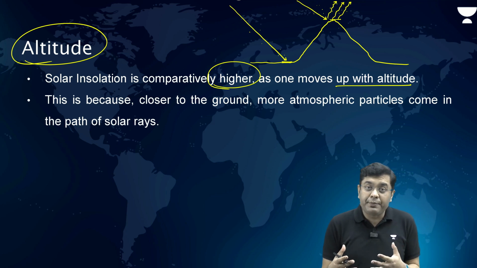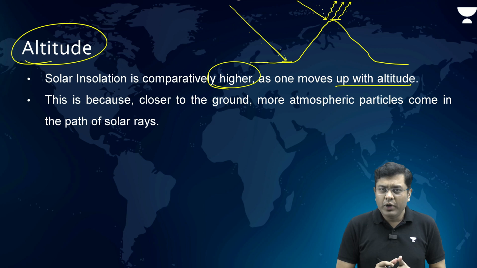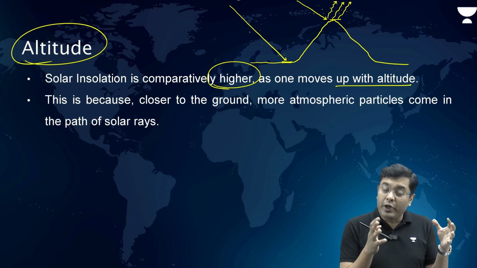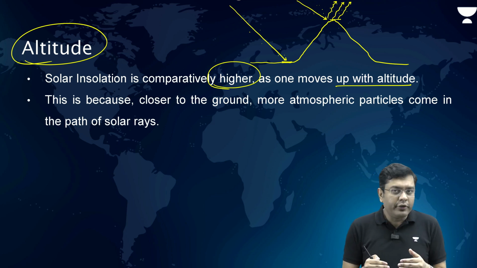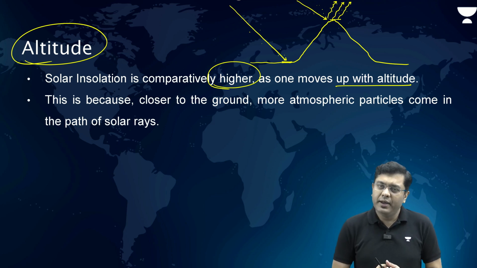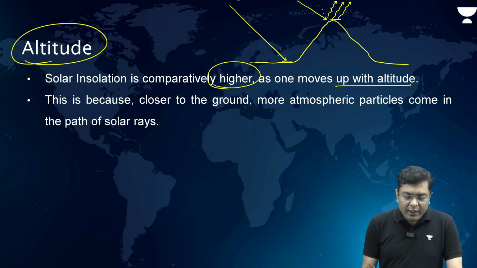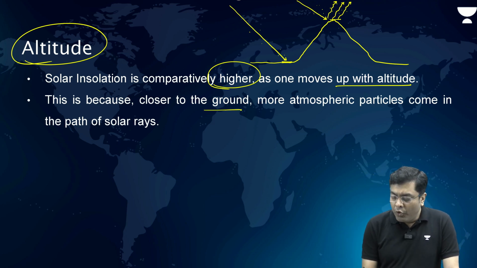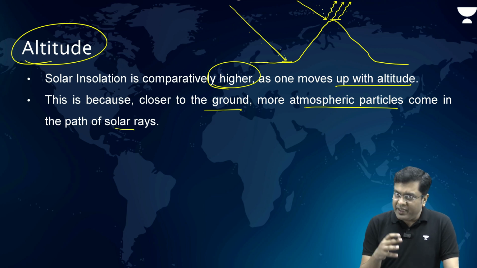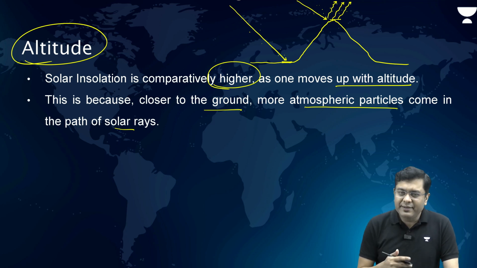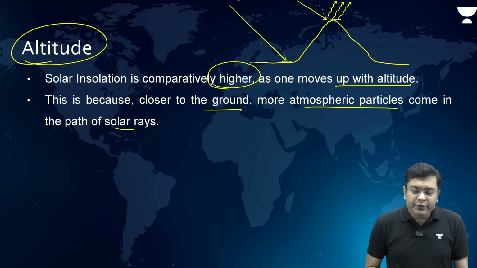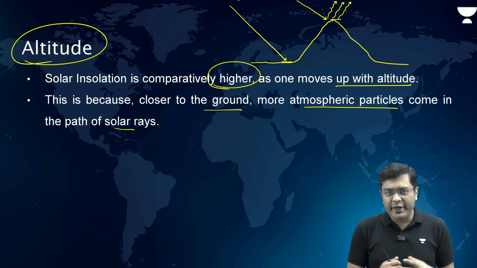Remember, we had discussed the concept of lapse rate in our previous video, where we talked about the density of air being one of the determining factors in terms of how the temperature ends up behaving. So here also, you will observe that closer to the ground, more atmospheric particles come in the path of the solar rays and diminish them. And these particles also trap the heat. And hence, despite higher solar insolation at the mountain tops, the temperature is always comparatively lower. Okay? So this is the factor of solar insolation.